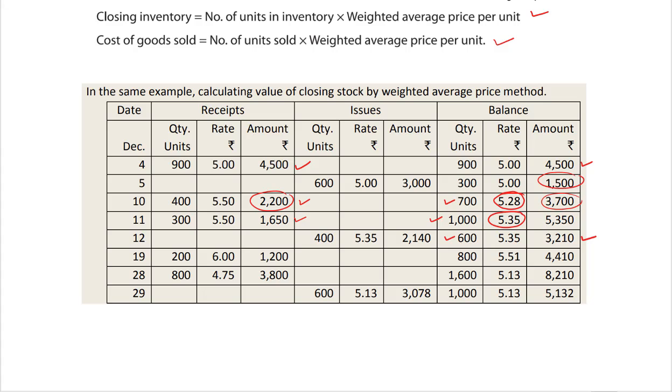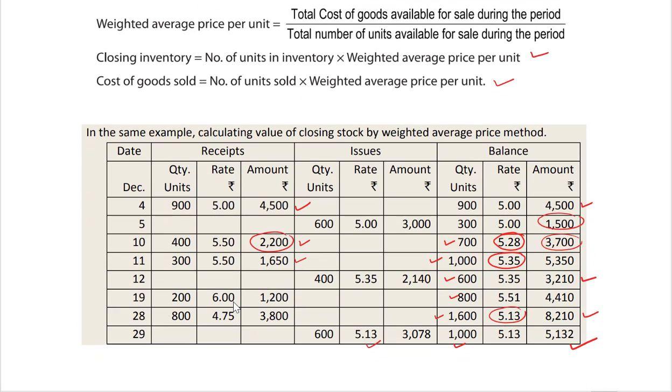Now just see the total over here. This 800 plus this 800 is 1600, and 4410 plus 3800 is 8210, and then we issued 600. So 1600 minus 600, the closing figure is 1000. The rate would be 5.13, and 8210 minus 3078 equals 5132. I believe you understood this. So this was the weighted average price method. Kindly see it one more time.